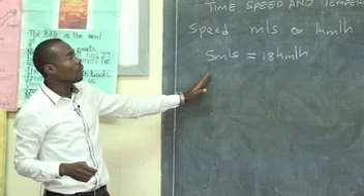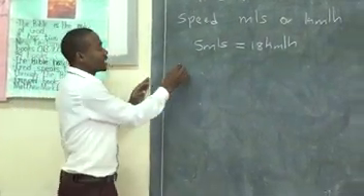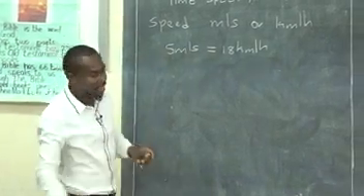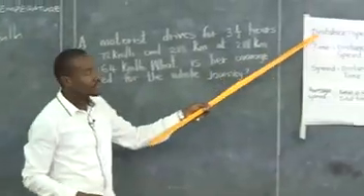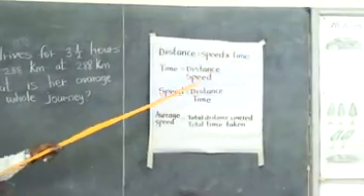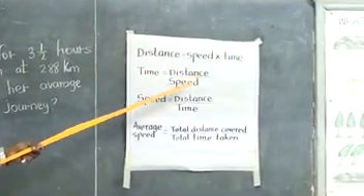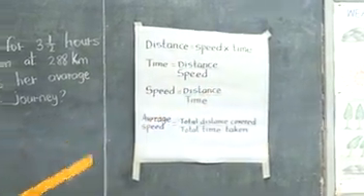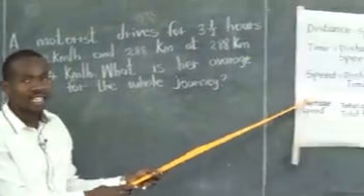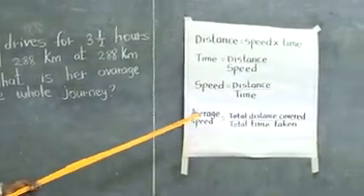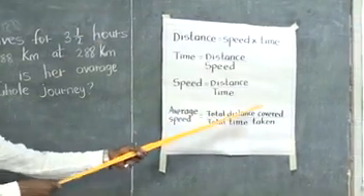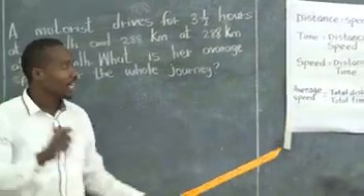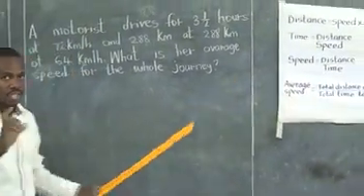Going forward, I want us to know that time, speed, and distance are related. How? We know that distance equals speed times time. Time equals distance over speed. Speed equals distance over time. And above all, we have average speed, in which average speed equals total distance covered over total time taken, including the rests. Here we include the rest in total time taken.